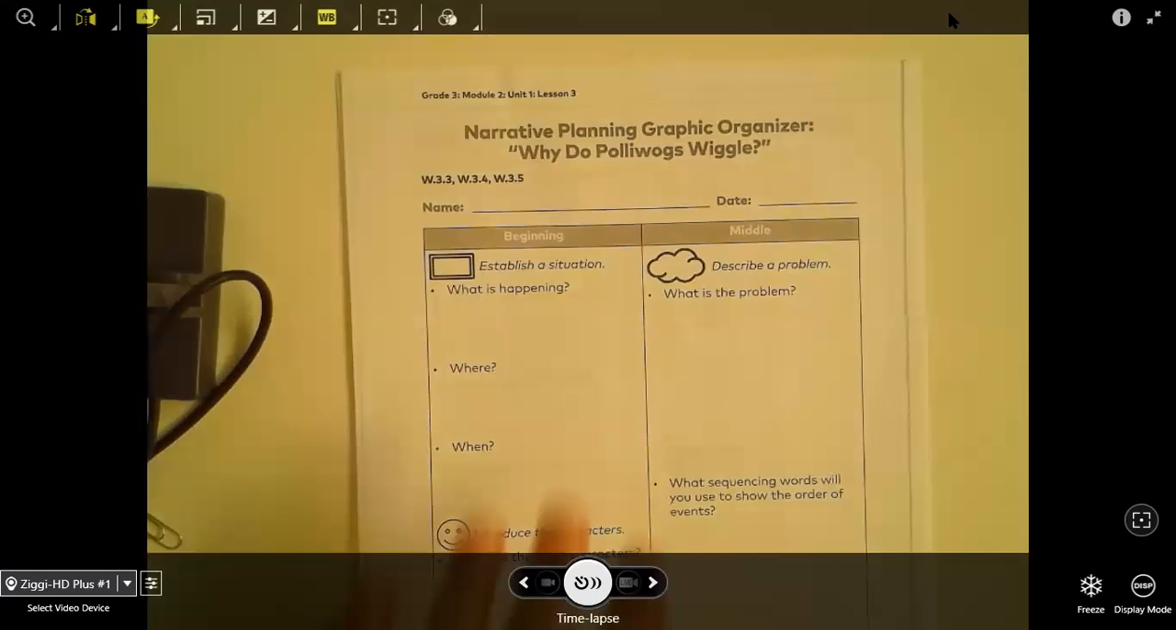So why do pollywogs wiggle in real life? We kind of talked about this. Why do they wriggle and wiggle and shake and quiver and all those words that we came up with? Robert? So they can move. So they can move, because what do they not have? Legs. They don't have any legs. So they have to move, and they need to get from one place to another, right? So that's the real reason why they wiggle.